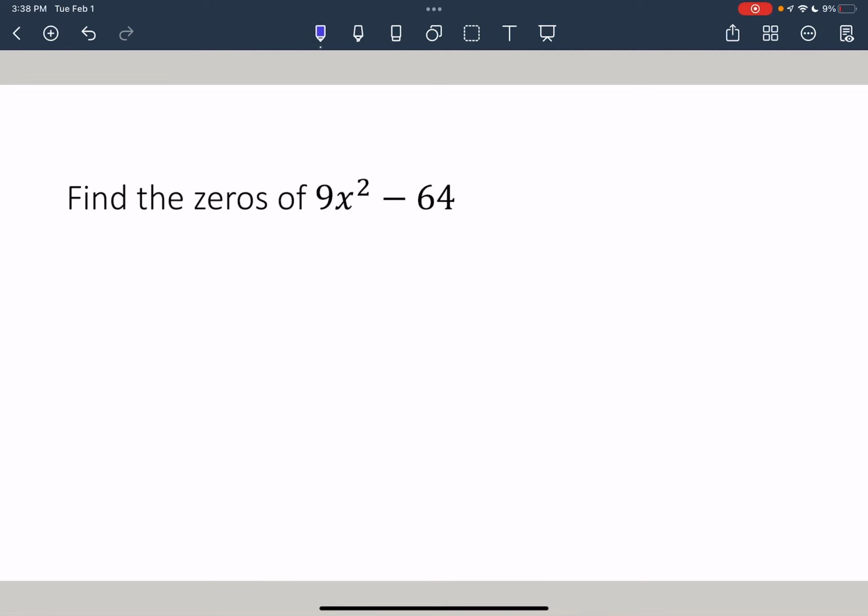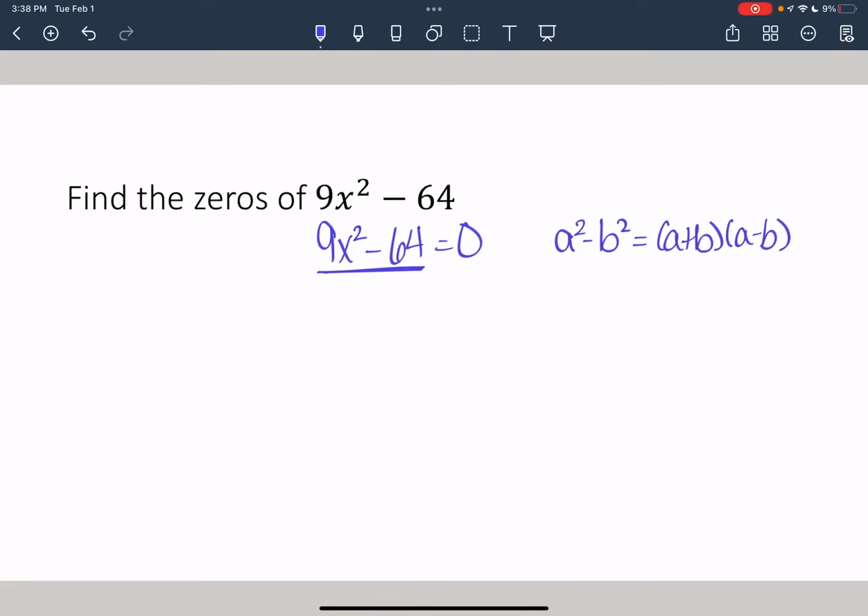Now let's find the zeros of 9x squared minus 64. To find the zeros, remember I set my expression equal to 0, and then I have to factor this left side. Notice that this is the difference of two squares. Remember that product property we had, a squared minus b squared equals a plus b times a minus b? I can use that in this problem because 9x squared is 3x squared, and 64 is 8 squared. So I can write this as 3x plus 8 times 3x minus 8.